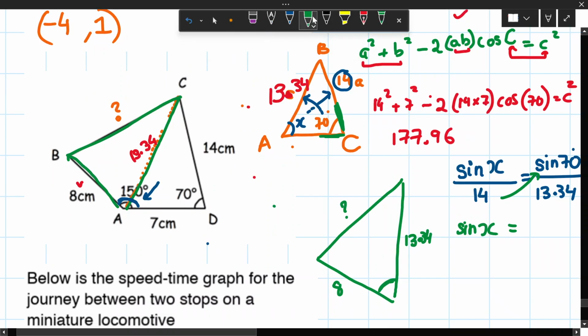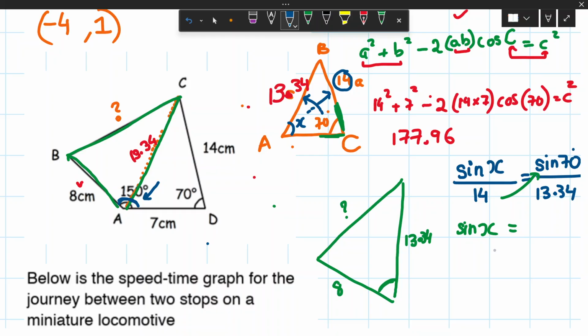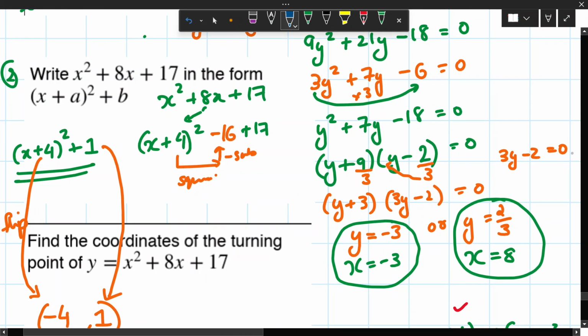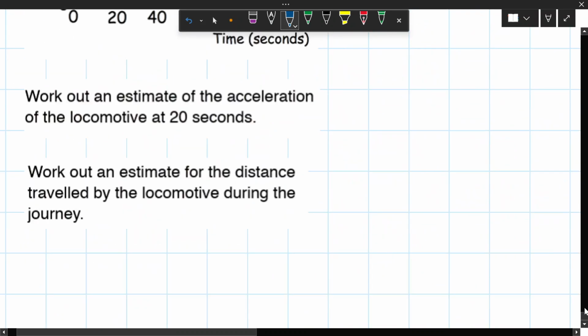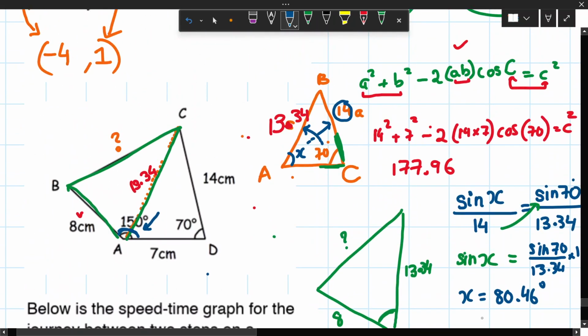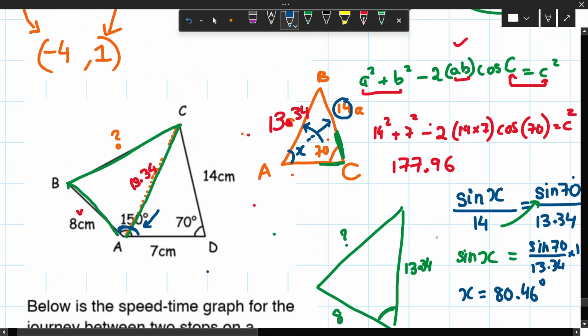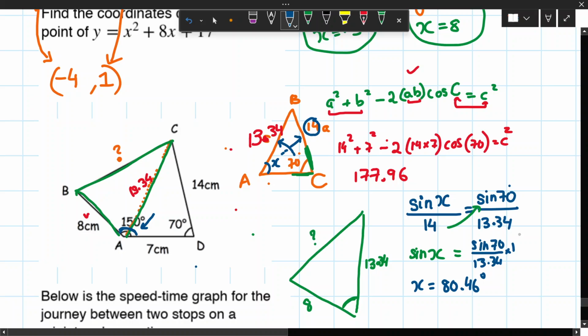So we're going to find x is equal to 80.46 degrees. So sine x, maybe I can write one more step here. Sine 70 over 13.34, multiply that by 14. Sorry guys, I should try zoom out. Okay, yeah, that's 14. So I've found out that angle, which is 80.46.